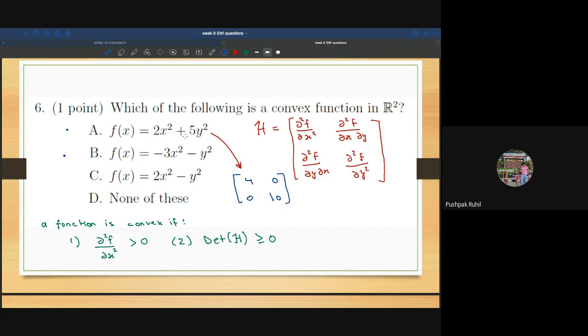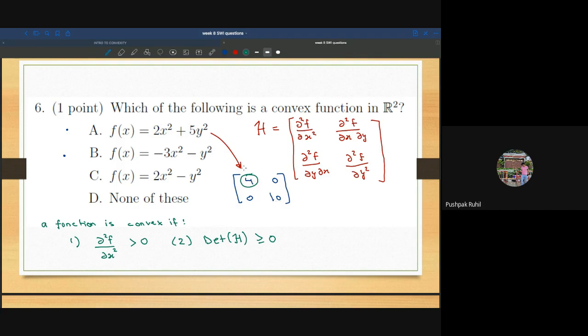The first condition is that when you differentiate the function twice with respect to x, it needs to be strictly more than 0. And the second condition is that the determinant of your Hessian matrix needs to be more than or equal to 0. So these are the two conditions. Basically, this element needs to be more than 0 and the determinant of this matrix needs to be more than or equal to 0.